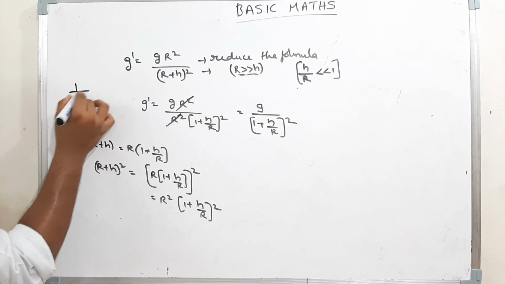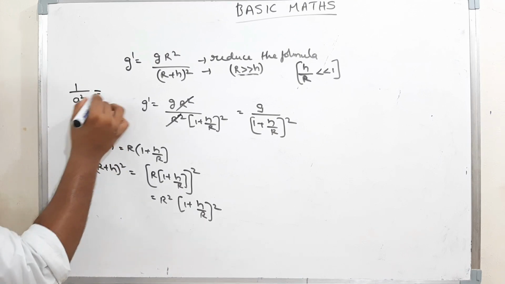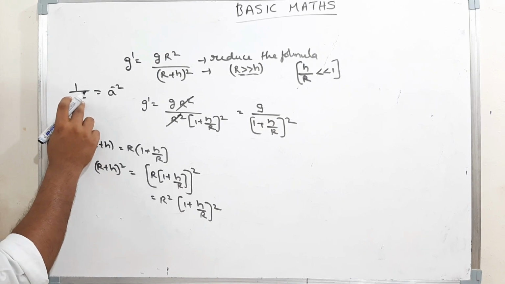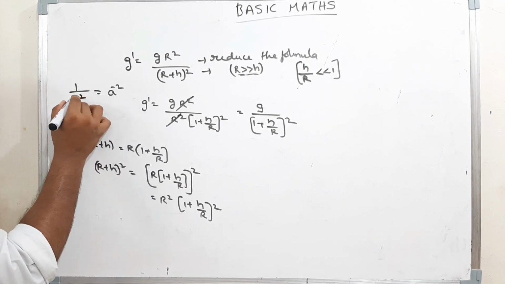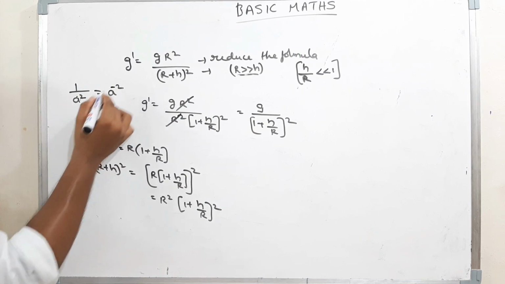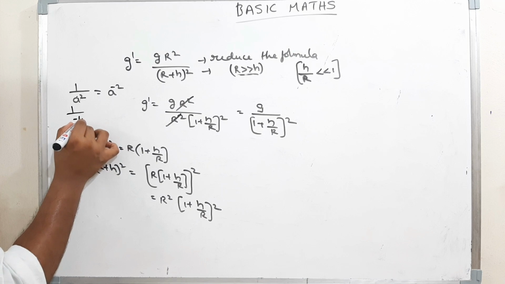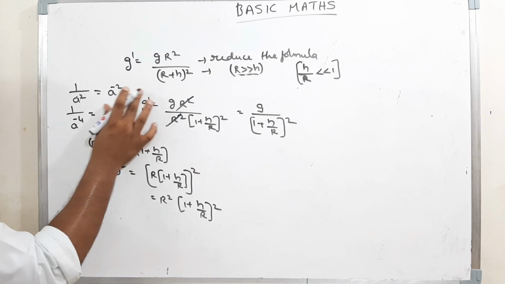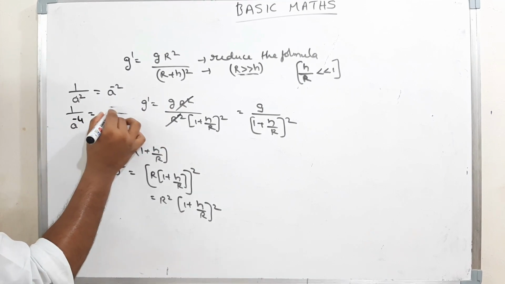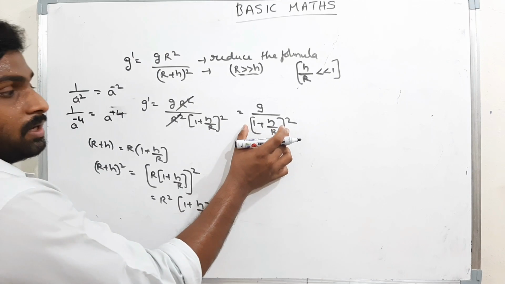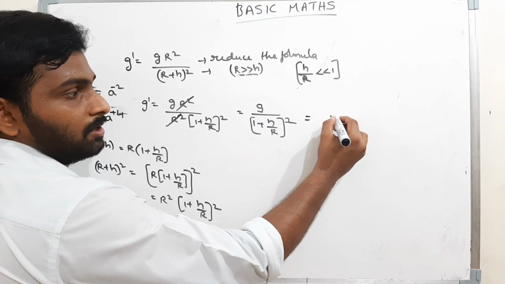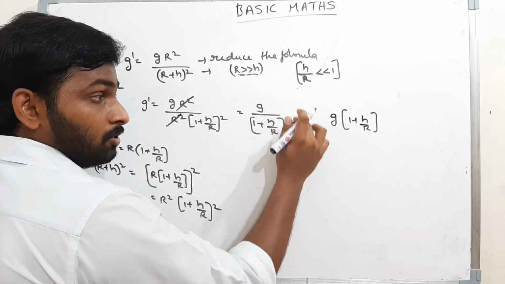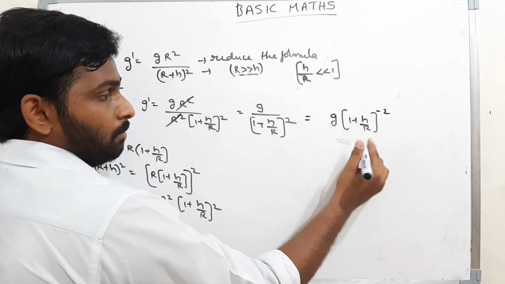Now same with this one. 1 by a square. If I send this a square to the numerator, what will become? a power minus 2. If I am converting the denominator term to the numerator, the sign of the power will change. If it is plus 2, it will become minus 2. Now if it is a power minus 4 and I send this one to the numerator, the power will become plus 4. The same thing, if I am sending this term into the numerator, what will become? It is g into 1 plus H by R, and when this square goes to the numerator, it will become minus 2.